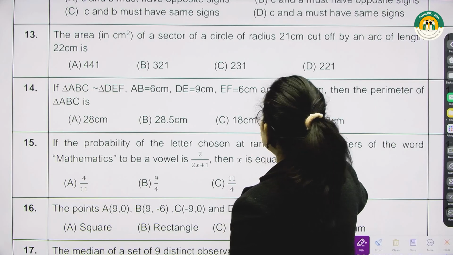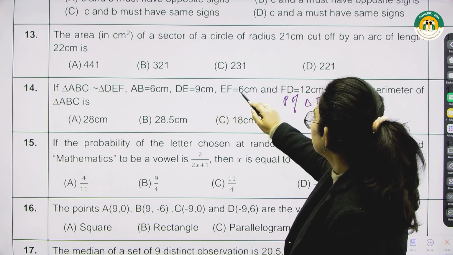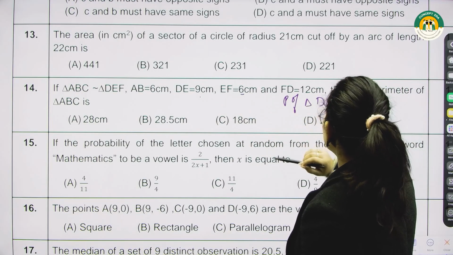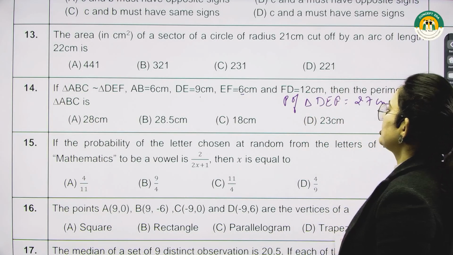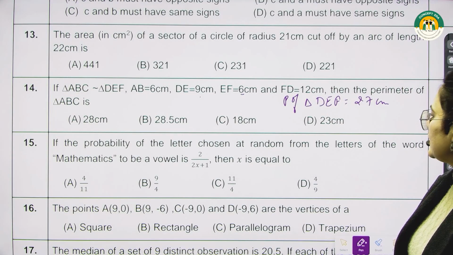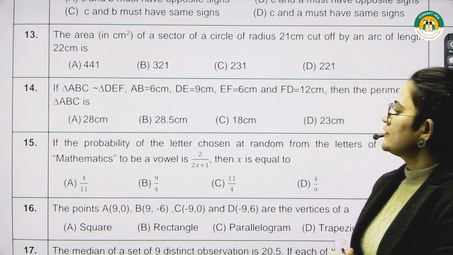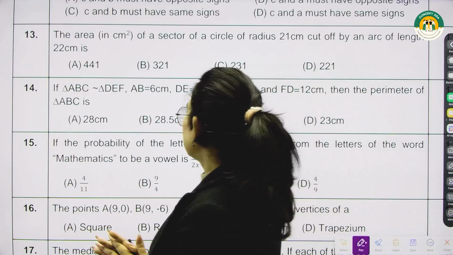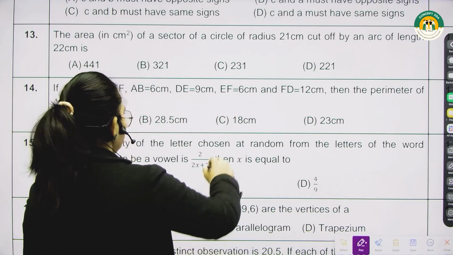So from here we can easily get the perimeter of triangle DEF is equals to DE 9 plus 6 15, 15 plus 12, 27. This is the perimeter of triangle DEF, and we have to find the perimeter of triangle ABC, and it is given ABC and DEF are similar triangles. As we know the property, if two triangles are similar, then the ratios of the sides of these two triangles are in proportion.